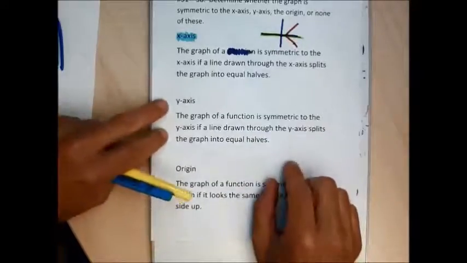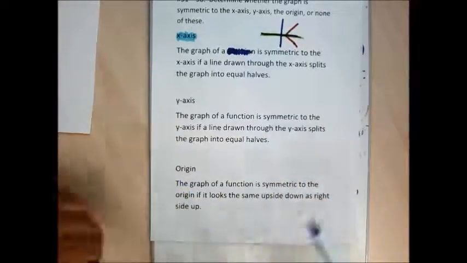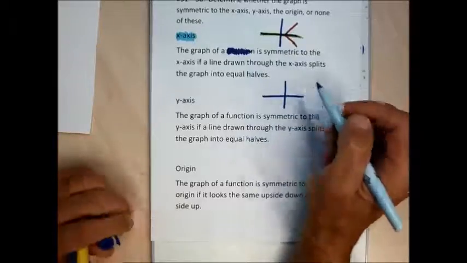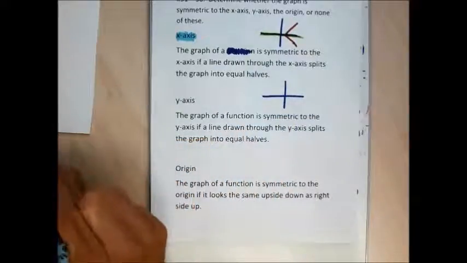To have symmetry to the y-axis, essentially the graph has to have equal halves on either side of the y-axis.